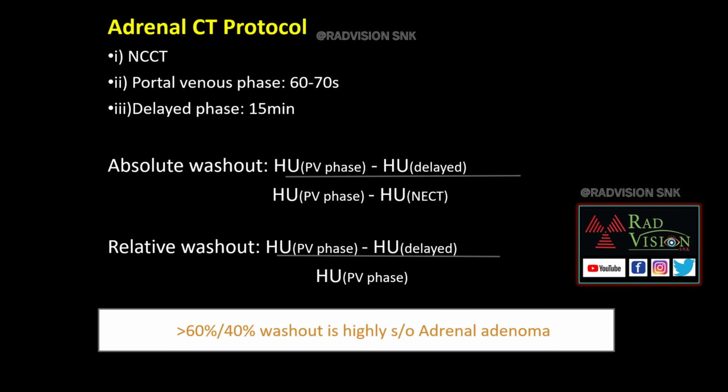Adrenal CT protocol includes non-contrast CT, portal venous phase taken at 60 to 70 seconds, and a delayed phase taken at 15 minutes. Both absolute washout and relative washout are calculated by using HU values in different phases. An absolute washout of greater than 60% and a relative washout of greater than 40% is highly suggestive of adrenal adenoma. Both lipid-rich and lipid-poor adrenal adenomas rapidly wash out contrast, whereas non-adenomas such as pheochromocytoma, adrenocortical carcinoma, and metastasis generally enhance rapidly but take longer to wash out.